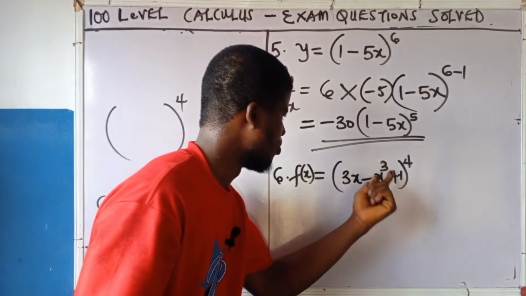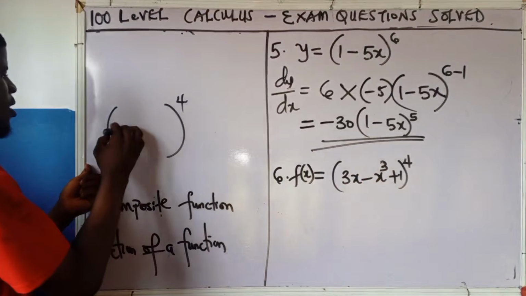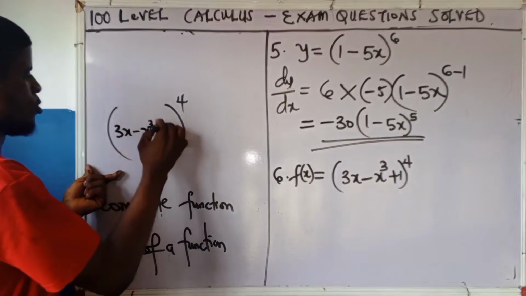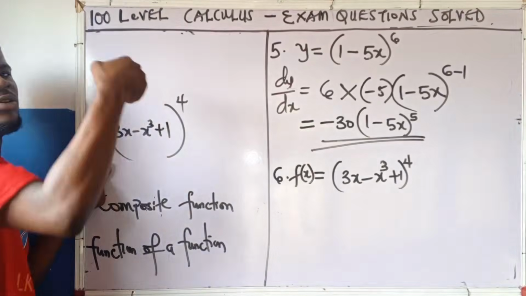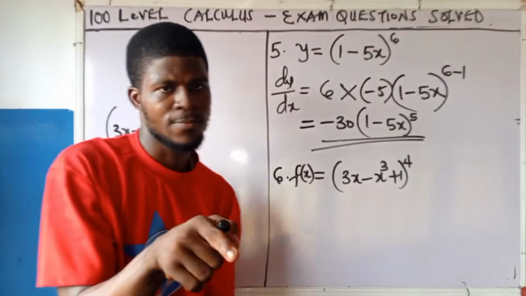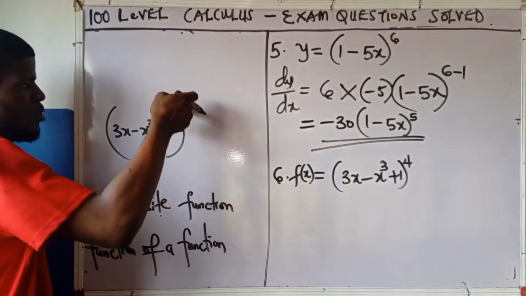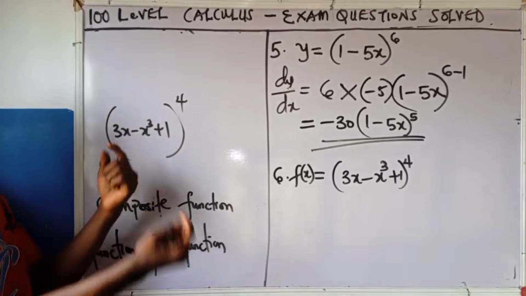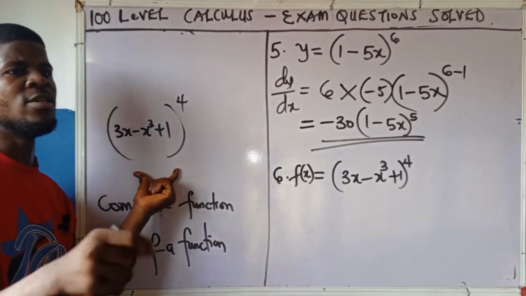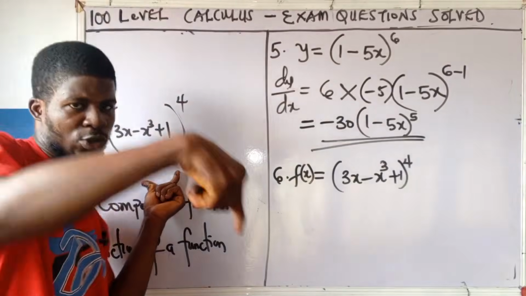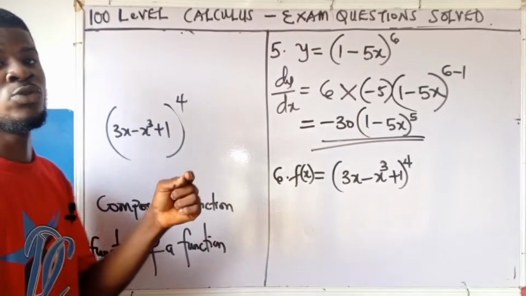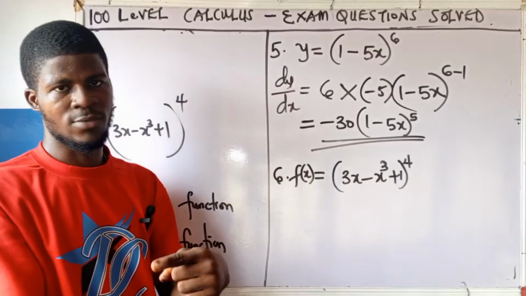3x minus x cubed plus 1 itself is a function, algebraic. So inside this power function, there is an algebraic function, meaning it is a function of a function. Functions like this, we use the chain rule to differentiate.